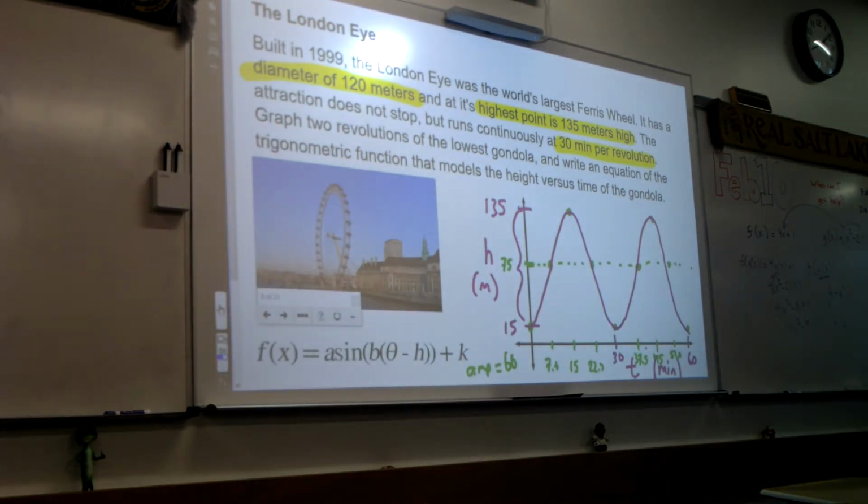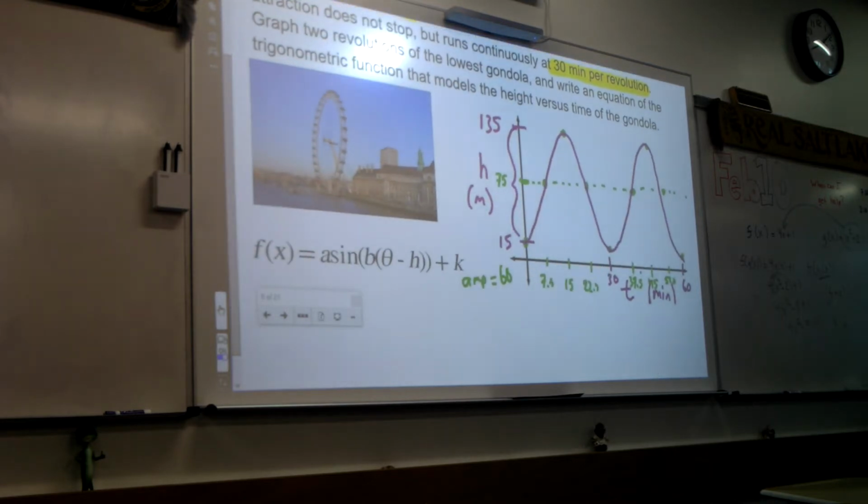Okay? So I'm going to scroll down here. What did we say the amplitude was? 60. So I'm going to come right here. The amplitude was 60. And we're going to be doing this with a sine curve, because we could do cosine or sine. They're basically the same except for a phase shift. But we're going to do sine.